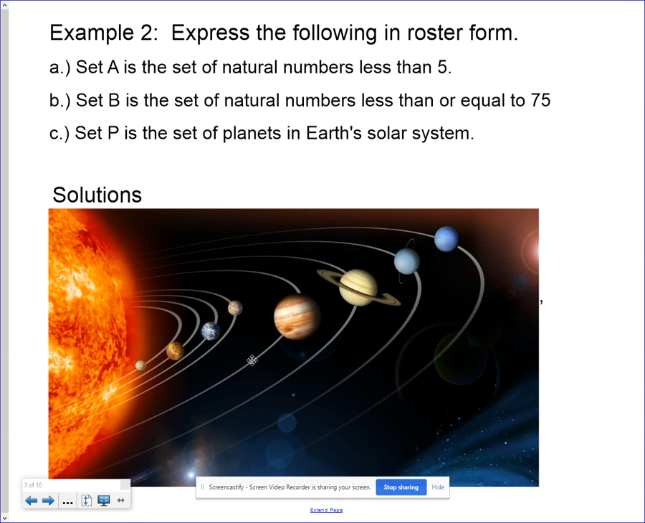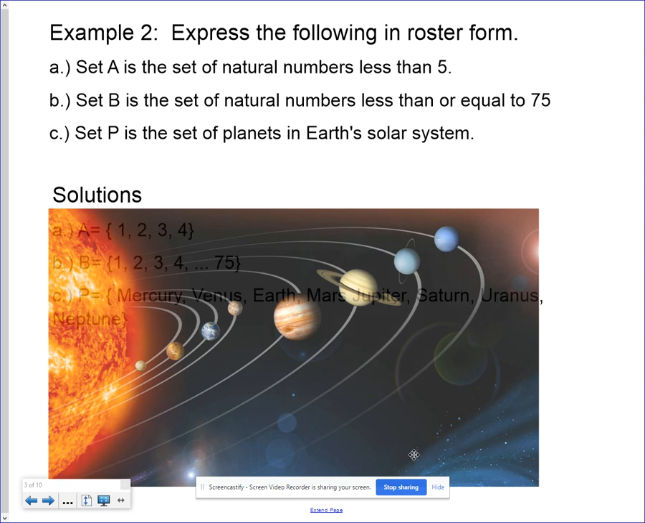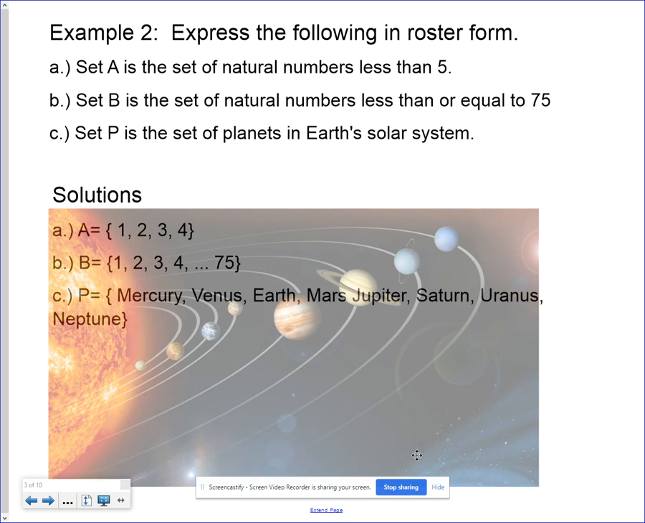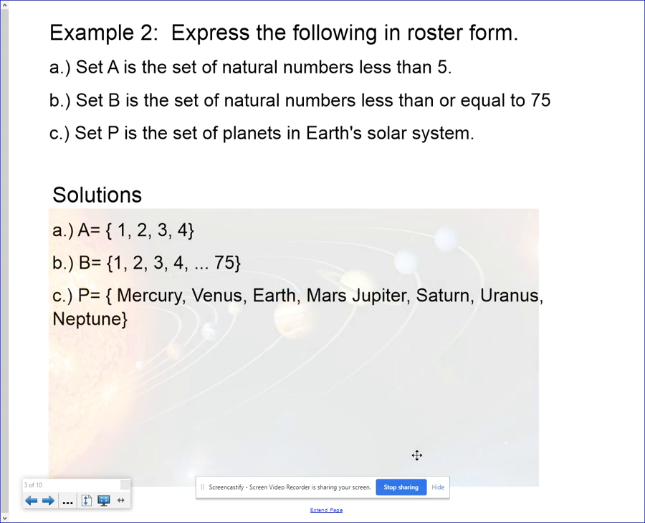So here are the solutions. Here's what it would look like. Set A would equal the set that contains 1, 2, 3, and 4. For B, we have the set that's equal to 1, 2, 3, 4, and then we don't want to list them all out because there's a lot of numbers. There'll be 75 numbers to list out.